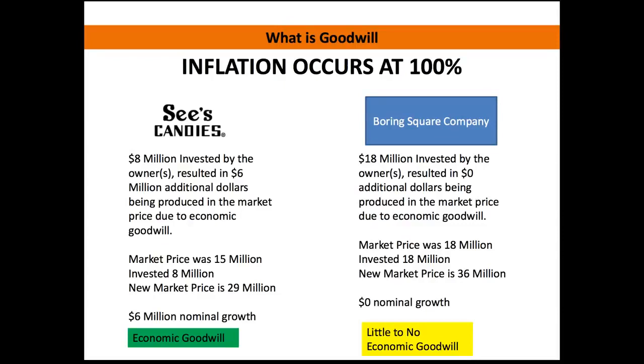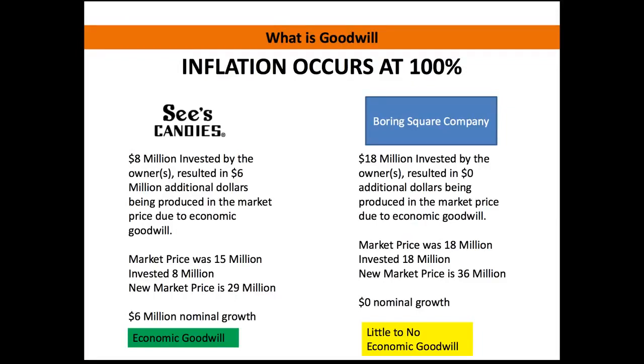When we look at See's Candy, we invested $8 million, and it resulted in $6 million in additional dollars being produced in the market price due to the economic goodwill. That's what Buffett's getting at. That additional $6 million was produced in goodwill because it kept up with inflation. That goodwill kept up with the inflation, and it resulted in an additional $6 million in market price. But when we look over at Boring Square Company, they invested $18 million in order to get that same net income, and it resulted in zero additional dollars on the nominal market price.